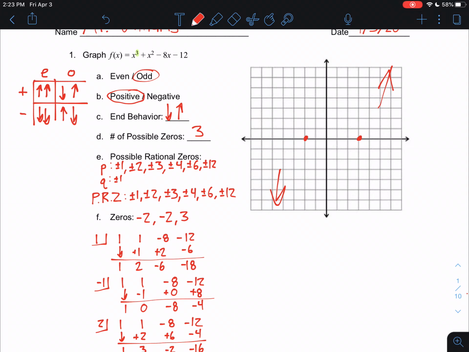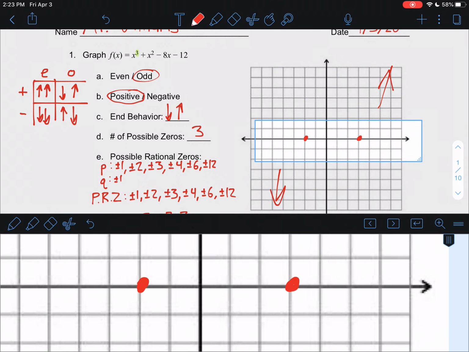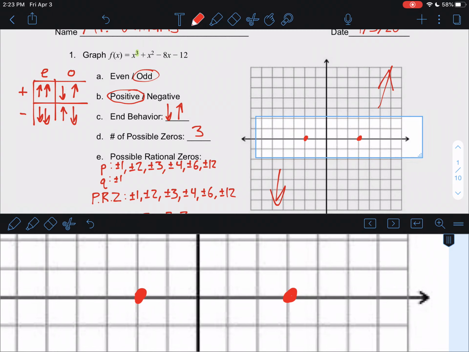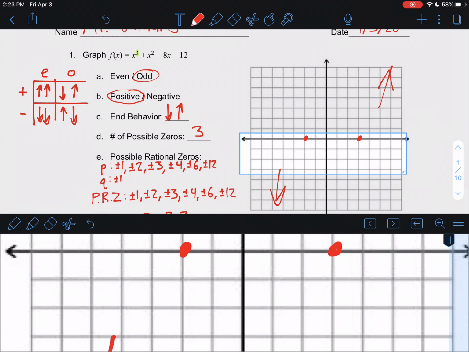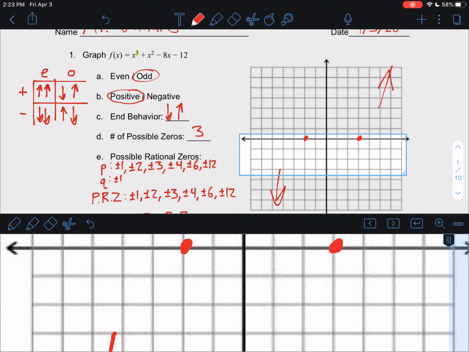What we have to do here is rely on the multiplicity to determine whether it's going through or bouncing at a certain point. So, since negative 2 had a multiplicity of 2, and 2 is an even number, negative 2 has an even multiplicity. If a number has an even multiplicity, it bounces off, meaning that this line is going to start here, and then it's going to bounce off.